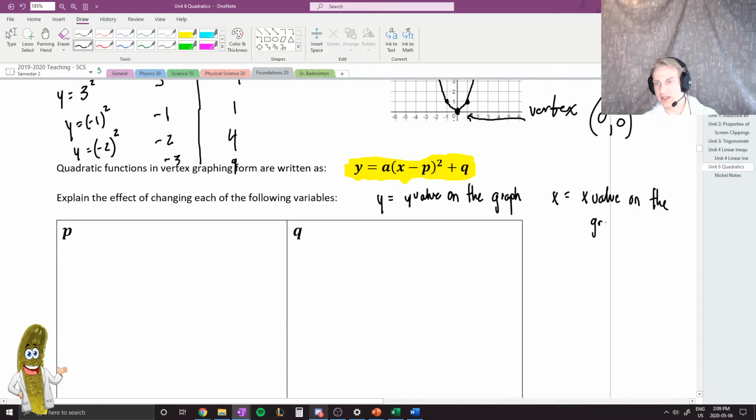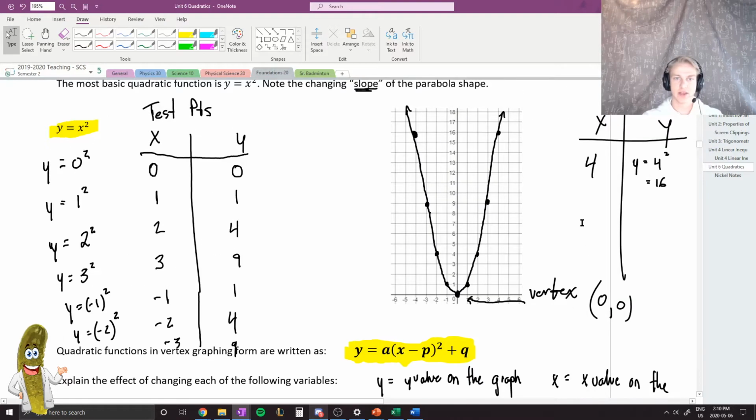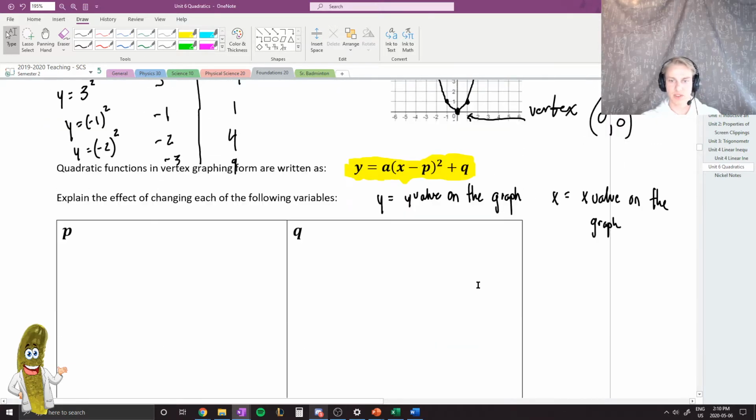And so what we'll find is that for every single x value, there will be a y value that goes along with it, and that will represent a point. So what we were doing with these test points here is we were trying to plug in numbers for x and then solve for y and figure out what the corresponding point would be. So we figured out that 0, 0, the vertex, was one of our points. We figured out that 1, 1, this point here, was another one of our points.